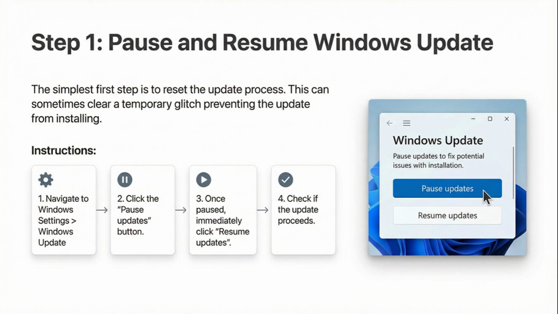The simplest first step is to reset the update process by pausing and resuming updates. This can clear temporary glitches preventing installation. Navigate to Windows Settings, click Pause Updates, then Resume Updates, and check if the update proceeds.